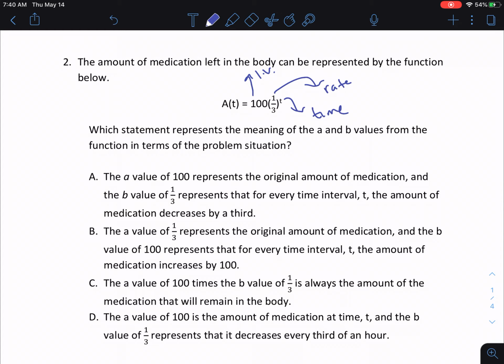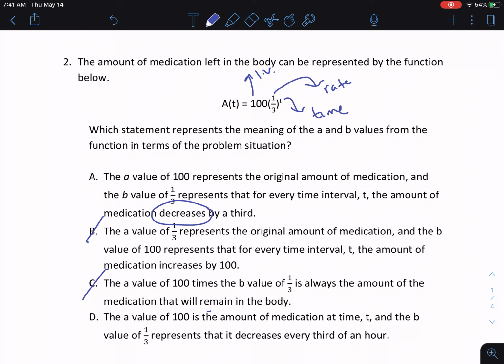The A value of 100 represents the original amount of medication, yes. And it says the B value of 1/3 represents that for every 1/3 time interval t, the amount of, so we're seeing, is it a decrease? So it's not B. The A value of 100 times the B value of 1/3 is always the amount of medication that will remain. No. And then D says the A value is the time of medication at the time t, and the B value represents that it decreases every third of an hour.